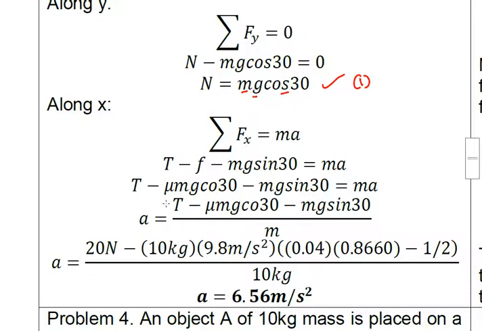Then a little rearrangement of the equation such that a is on the left side and the rest will be on the right side. Plugging in all the values, you come up that the acceleration of the system is equal to 6.56 meter per second squared. I'm sorry.